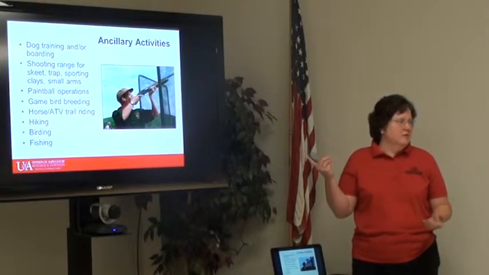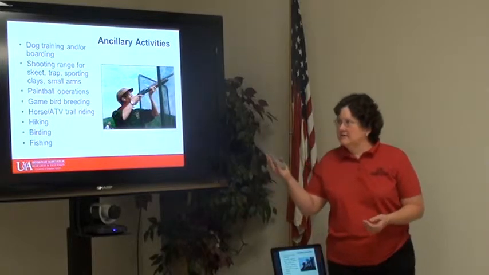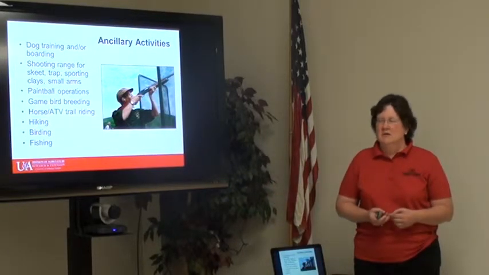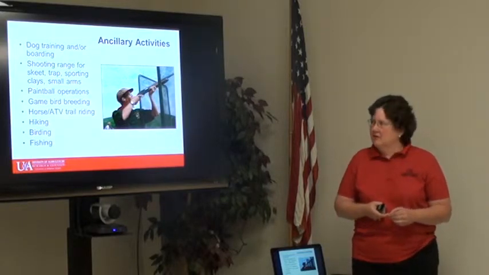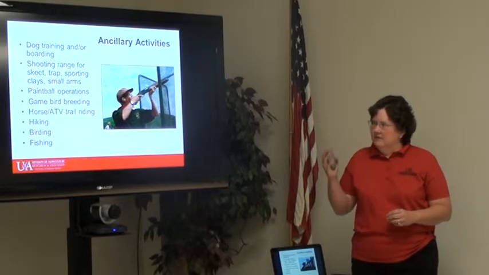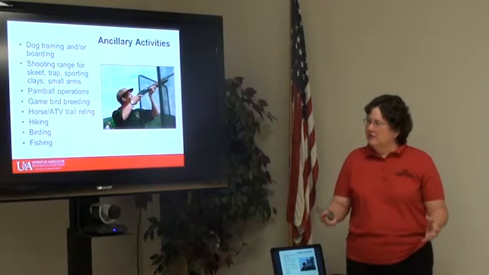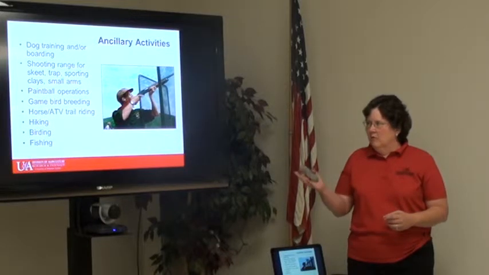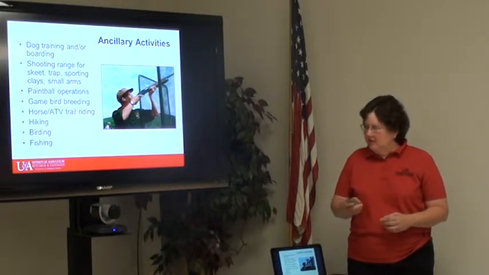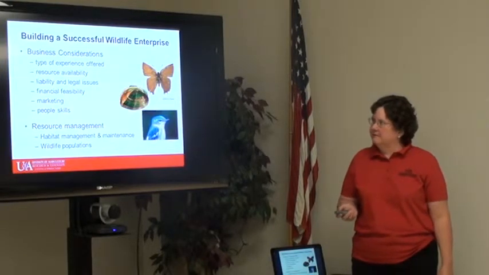You can have a shooting range. What are the people going to do after they go hunting in the morning, or they go hunting in the evening? What are they going to do the rest of the day? So you might have a shooting range. In Mississippi, paintball operations are really taking off. Something that you can do with some land that you have. Game bird breeding: some people buy their eggs or they buy their quail from other places, but you can do that yourself if you want. Horse, ATV, trail riding, hiking, birding, fishing, all those things are these ancillary activities that add value to your enterprise.